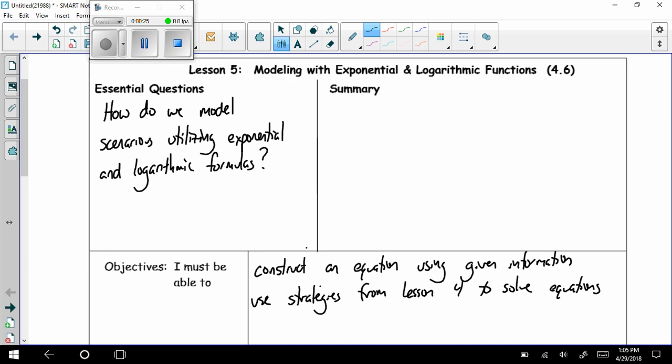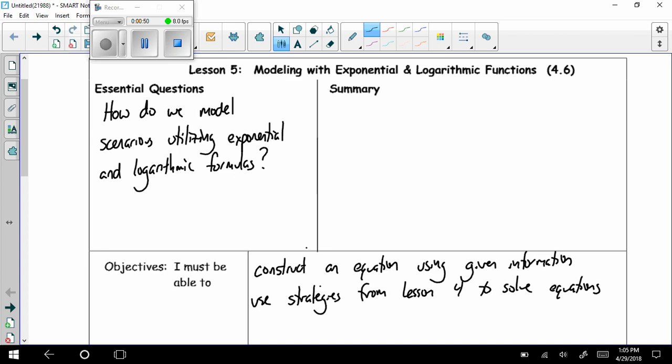The two goals that you have, or the two objectives I'm looking for you to hit, are construct the equation using given information, and then use strategies from lesson 4, last lesson, to solve equations. And that's utilizing both exponential and log form in order to do so. Before we do that, just a quick little reminder, you are not expected to memorize any of the formulas that you are given today. Those are all going to be provided to you on the test. So please don't be overwhelmed by looking at the different formulas.